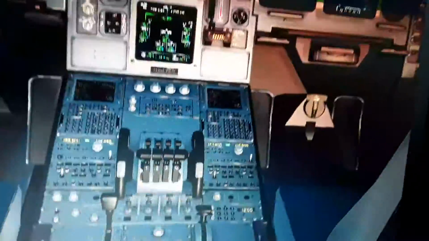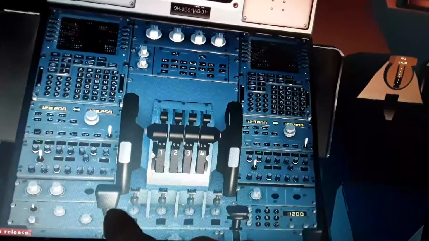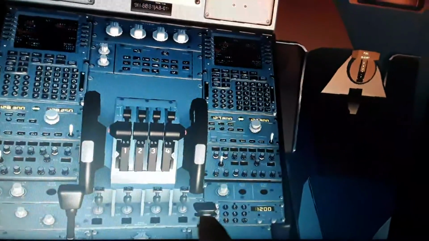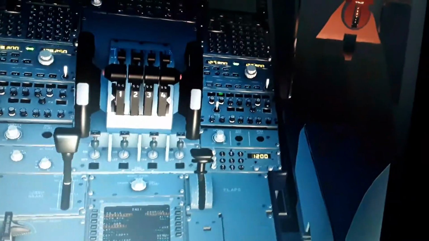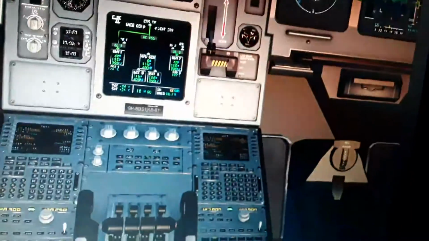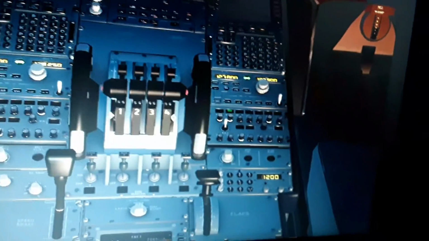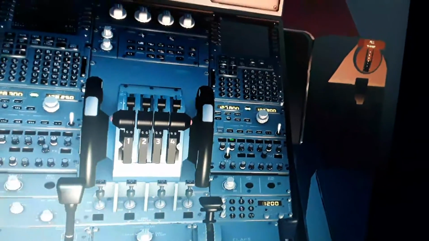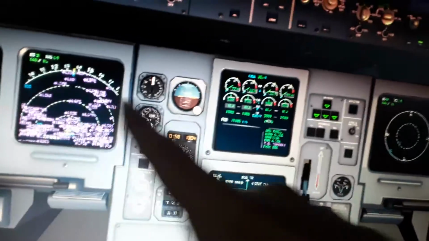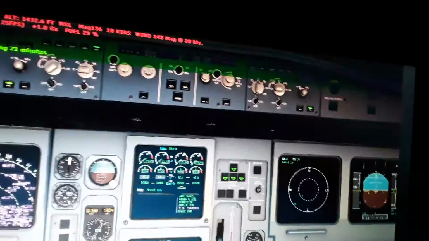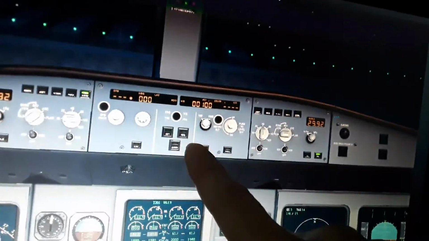You can see the pedestal here with the engines, the speed brakes, and the flaps levers. And here's the trim of the trimmable horizontal stabilizer that I'm going to be talking about later. Here's the ECAM, the navigation displays, and the primary flight display, and the autopilot flight control unit, as they call it, with the auto thrust and 2 autopilots.